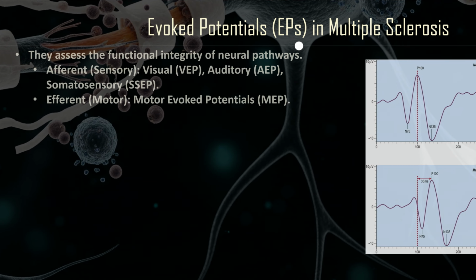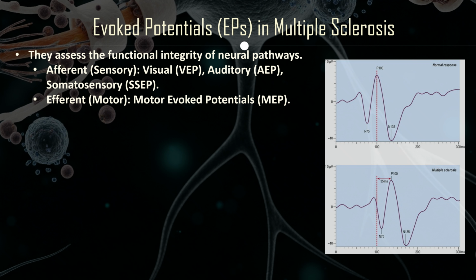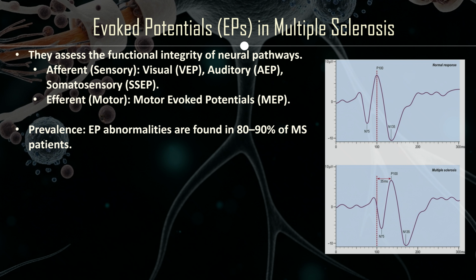Finally, let's consider evoked potentials, or EPs, as a diagnostic tool. EPs assess the functional integrity of specific neural pathways by measuring their electrical activity in response to sensory or motor stimuli. We have afferent or sensory EPs, such as visual evoked potentials, VEP, for the optic pathways, auditory evoked potentials, AEP, and somatosensory evoked potentials, SSEP. We also have efferent or motor EPs, known as motor evoked potentials, MEP.